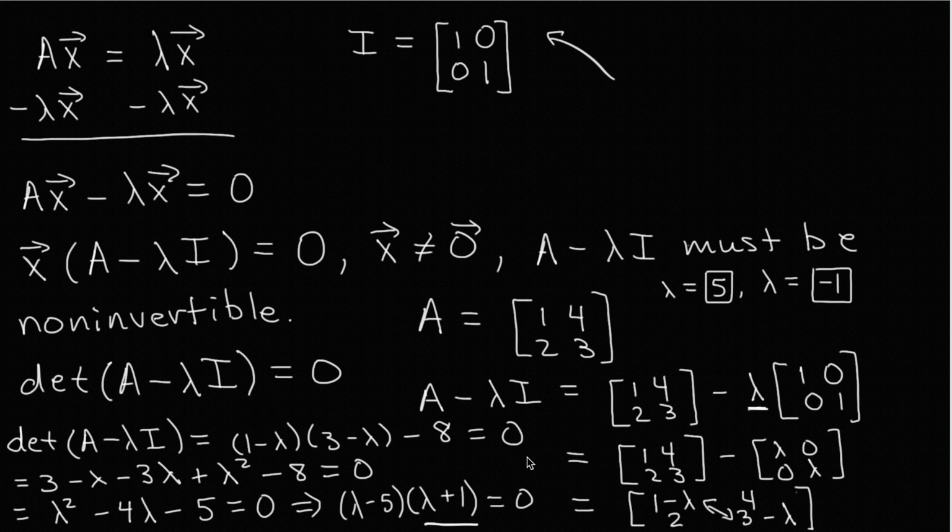Okay, so in the last video, we figured out how to find eigenvalues of a certain matrix A. And we did it by using the determinant. So now what we're going to do is use those eigenvalues to find out what the eigenvectors are. So I'll do that on the next slide.